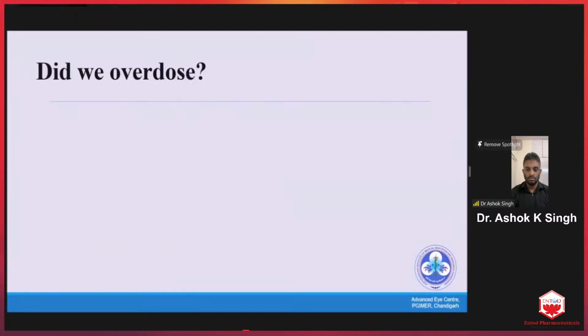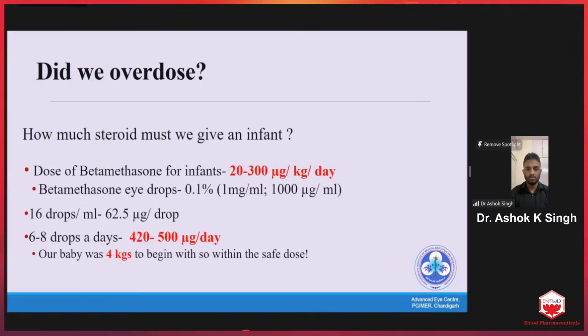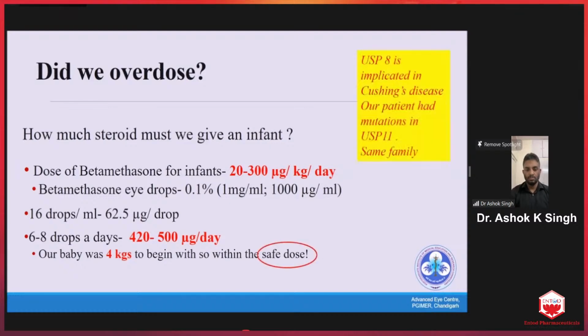We pondered over the fact that our child developed Cushing syndrome in the post-operative course. So what might have gone wrong? Did we overdose, or was something else there? We did our mathematics regarding how much steroid should be given to a child as per weight. Our child was 4 kg, and the amount which we gave to the child was well within the safe limit.